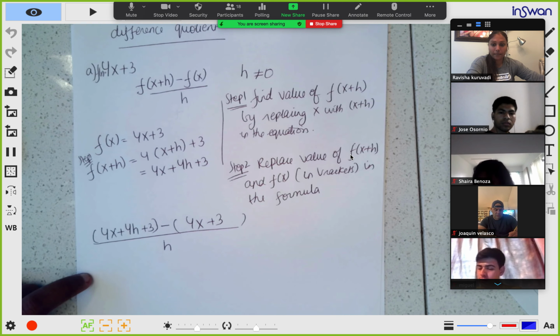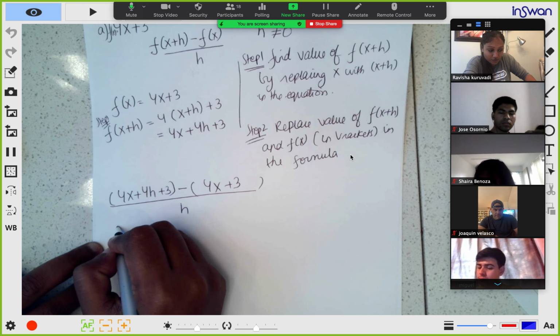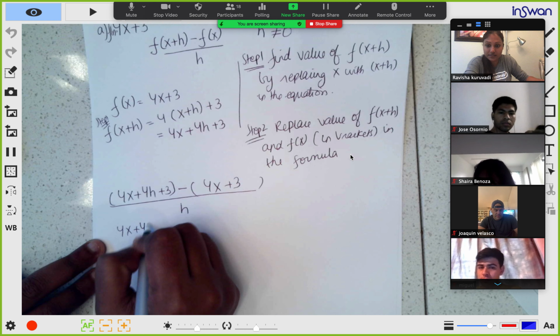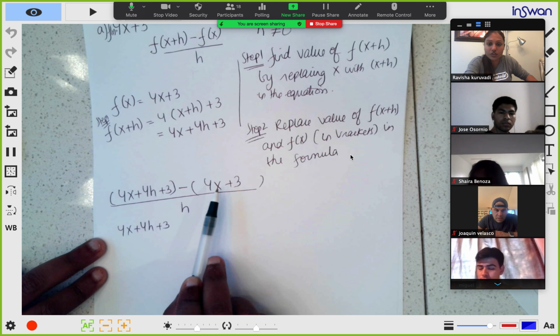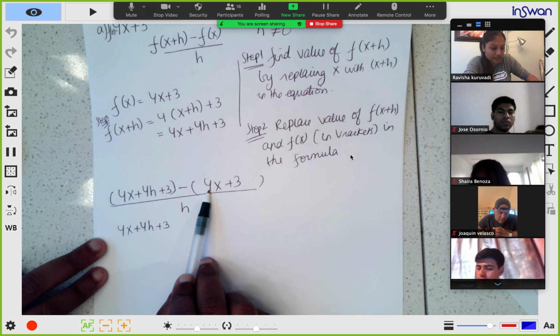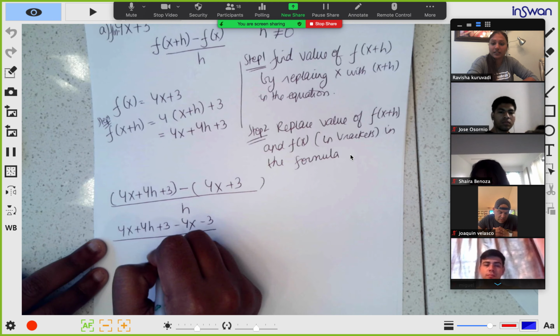Now let's solve it. Open the brackets now. 4x plus 4h, the first brackets remain as they are. When you have a negative in front of a bracket, you change the sign of each and every term inside. So this 4x is positive, this becomes negative. This 3 is positive, this becomes negative, and divided by h.